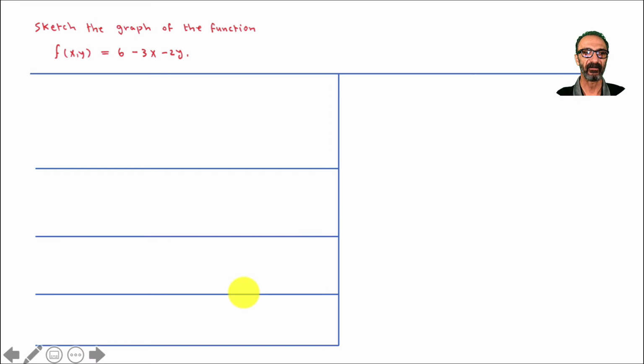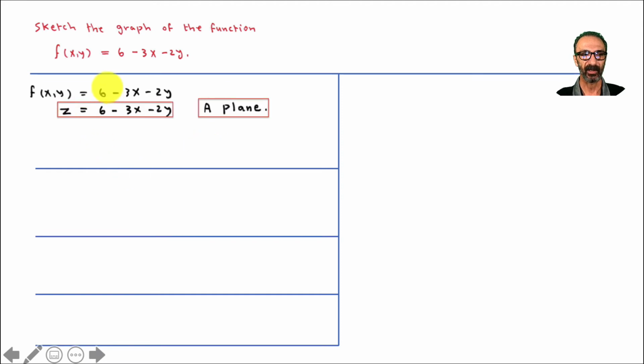Sketch the graph of the function f of x, y equals 6 minus 3x minus 2y. This is my function. I'm going to call it z for convenience, but that's a plane. Sometimes students mix up equations of planes and lines. This is a plane, linear in x, y and z. Rearranging, 3x plus 2y plus z equals 6 supports that this is a plane. Also, it's going to help to see it that way.